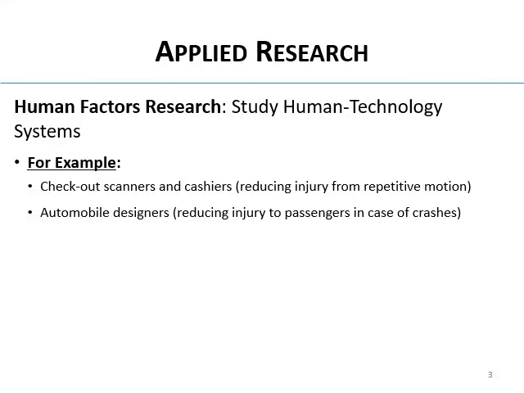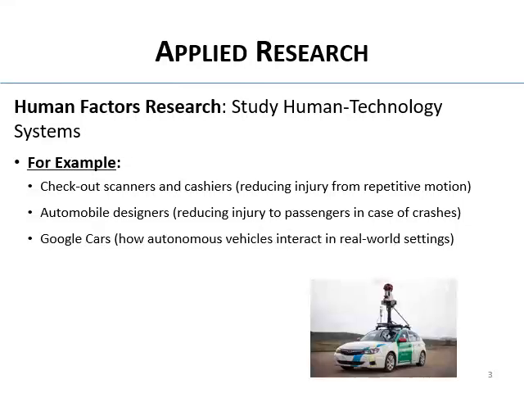There are automobile designers, think of Volvo. Volvo did a lot of human factors research. It's why their cars are so safe. When you open the door, they even have lights on the back of the door that face traffic so they'll see you. So the goal of Volvo's research, their design work, is to reduce injury to passengers in the case of crashes and also reduce crashes, period.